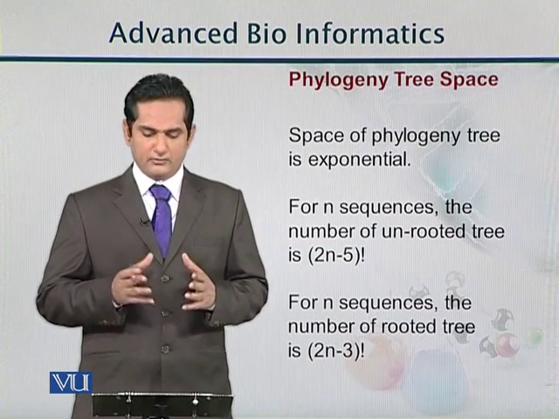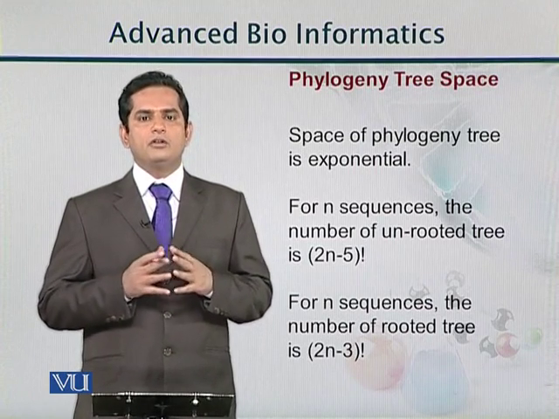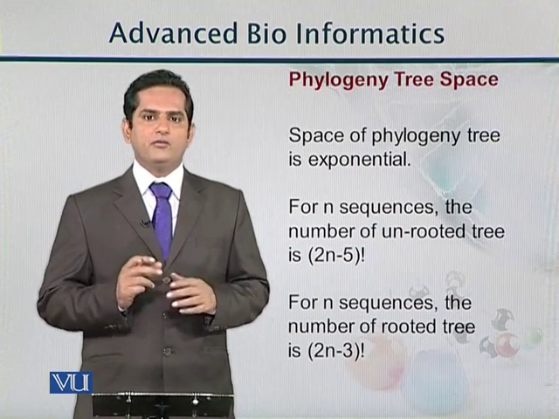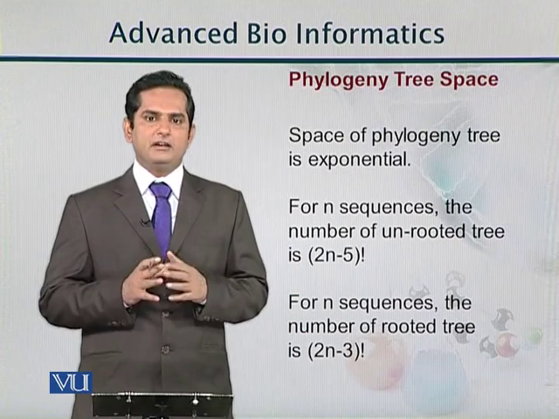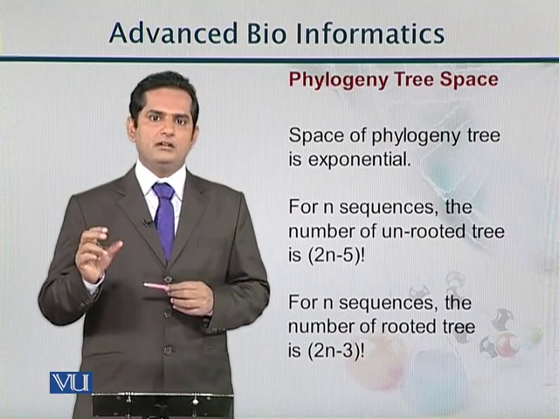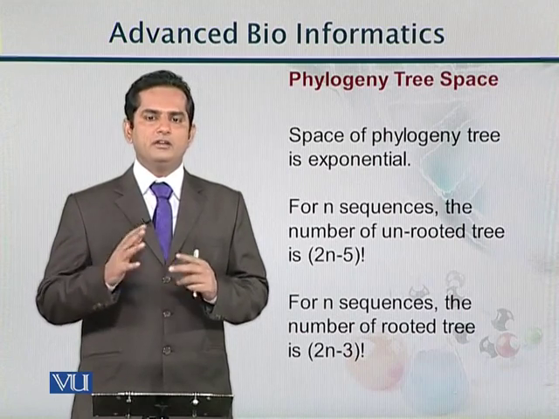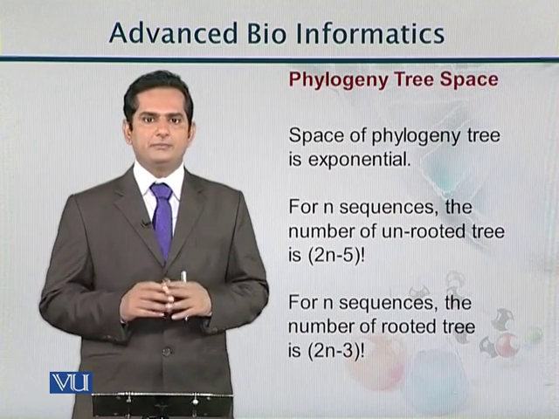For a phylogenetic tree, there can be two sorts of trees. One is a rooted tree and the other one is an unrooted tree. What is a rooted tree? A rooted tree always starts from a root, which is the parent of all other nodes. For an unrooted tree, there is no root, there is no parent.